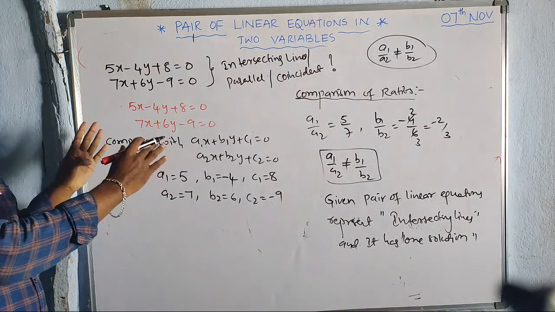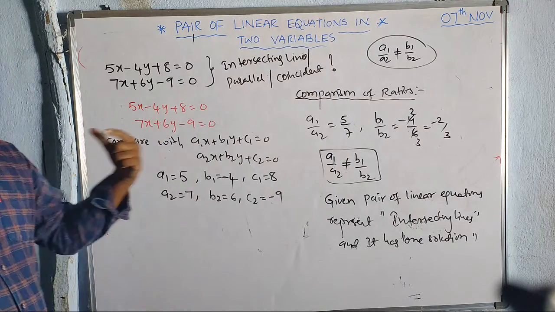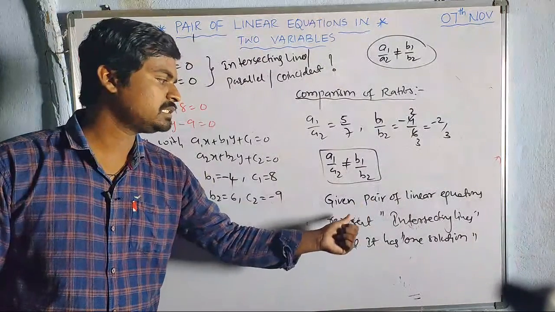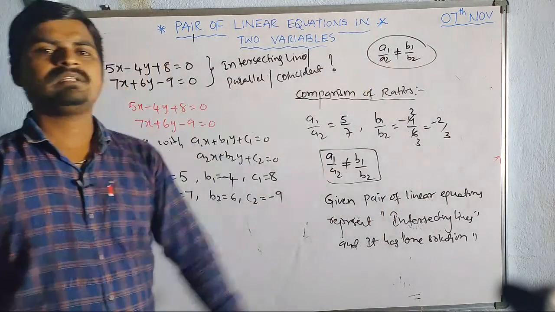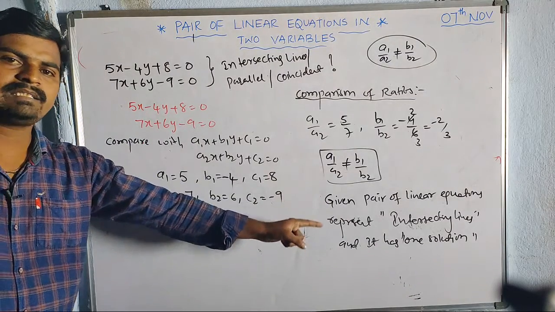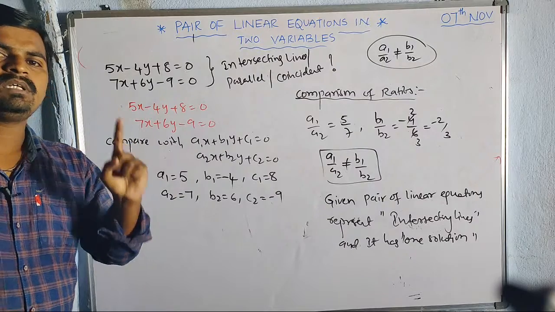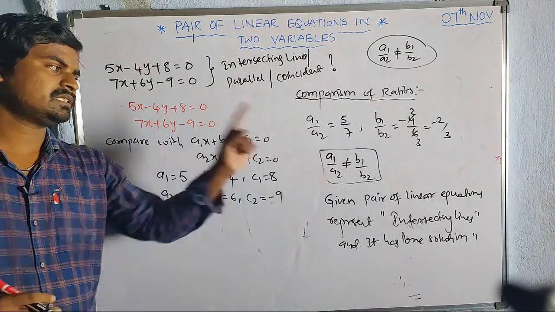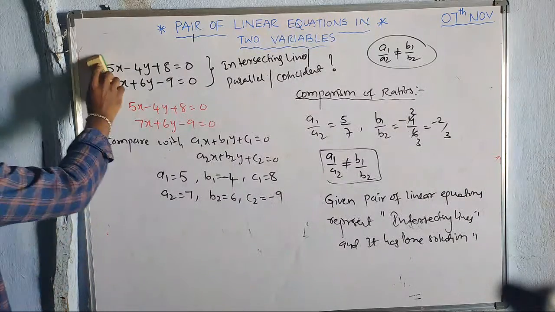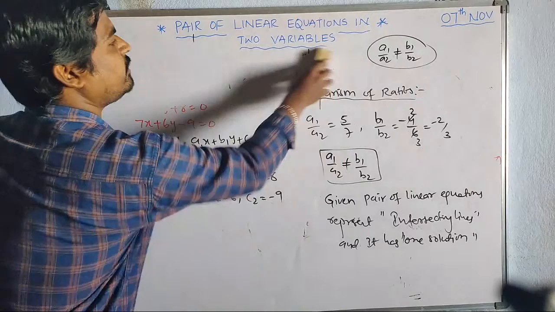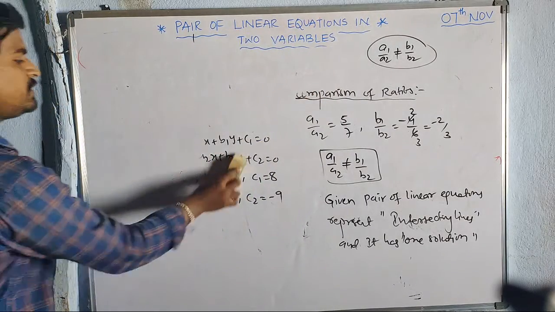So before drawing the graph, without drawing, we can conclude this. Given pair of linear equations represent which type of lines? Intersecting lines. Why? It is the first condition, that's why they represent only intersecting lines, which have only one solution. Three conditions are there. According to the first condition, this is the answer. Don't worry about the video problem. Now it is clear. So the first condition is finished. Then I will explain one more problem. First condition understood, so we can conclude based on the comparison of ratios, friends.